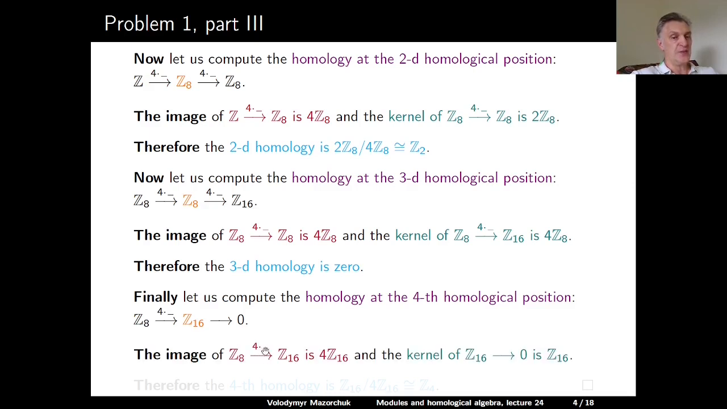The image of the incoming map is 4 times Z16, and the kernel of the outgoing map is the whole Z16. Therefore, the whole homology is Z16 modulo 4 times Z16, which is isomorphic to Z4. And this completes problem 1.